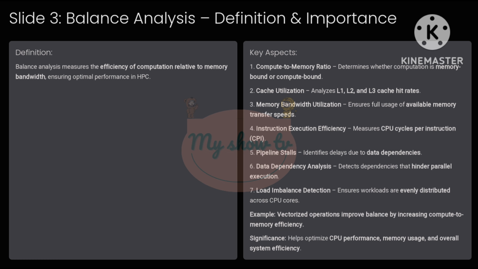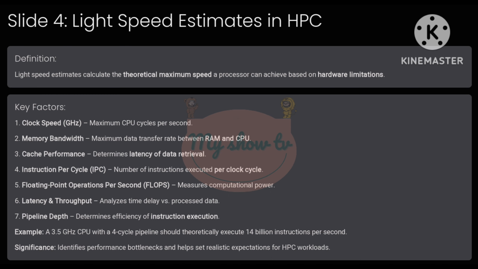Example. Modern AI workloads are optimized to be compute-bound, ensuring the CPU, GPU spends most of its time processing data rather than waiting for memory. Significance. Balance analysis helps programmers fine-tune data access patterns and processing loads, leading to better hardware utilization. Slide 4. Light speed estimates in HPC.